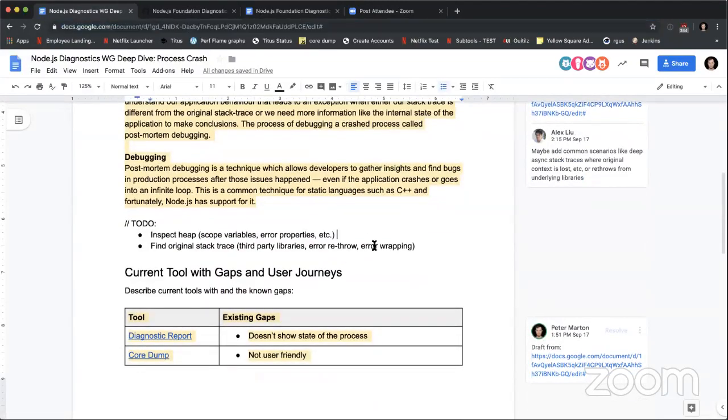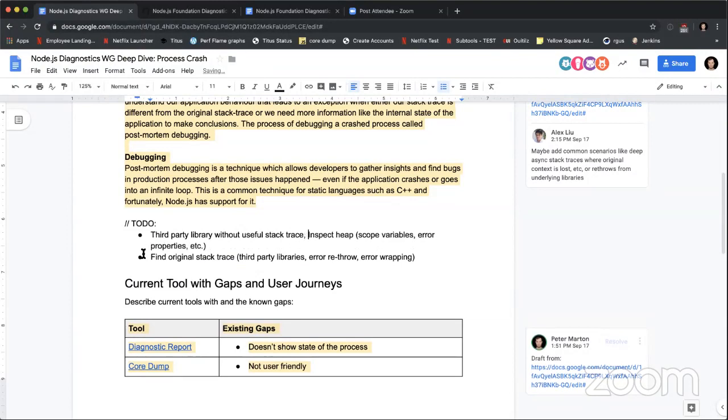So that's the two, and I already put them in this document as a to-do. One is, let's call it, when there is some third-party library without a useful stack trace, and the other one I just called finding the original stack trace post-mortem. Those are the two use cases that I can bring to this conversation. What do other people have in mind?